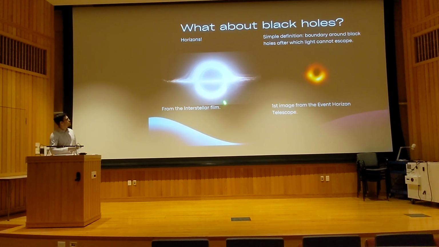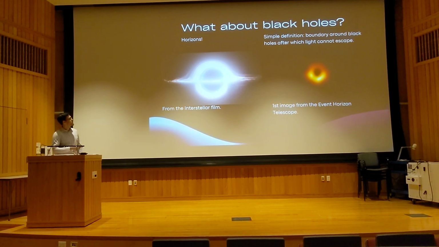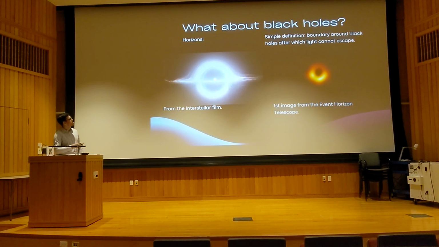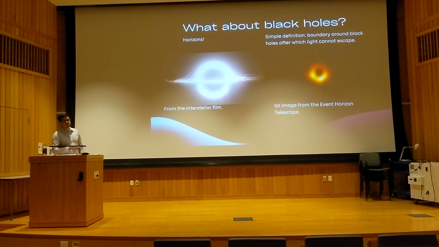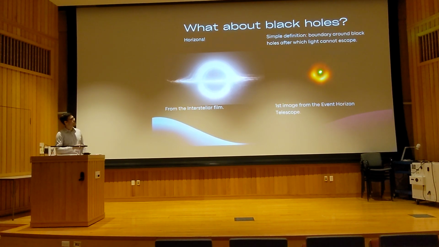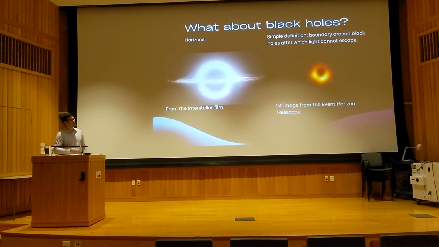Here I have 2 images, one from the famous Interstellar movie. When we're talking about the horizon, we're talking about this dark region in the center. And same here, we have the first image of a black hole, which was captured by the Event Horizon Telescope. Again, here we can see the horizon at the center.